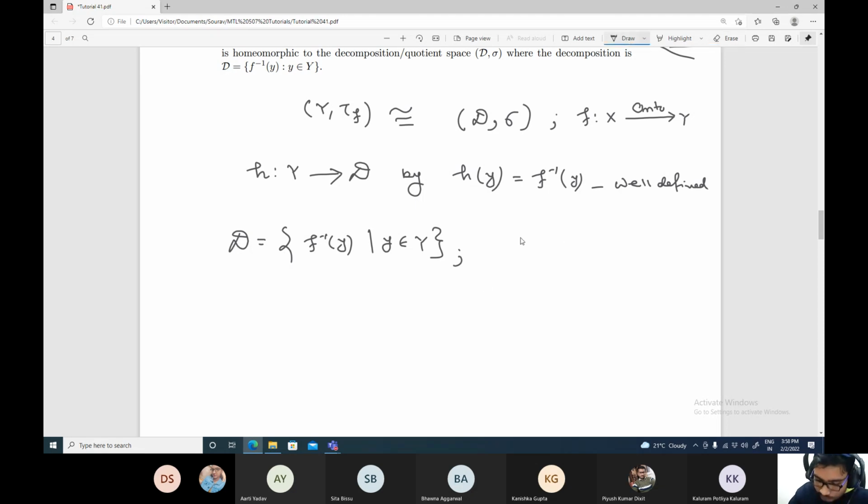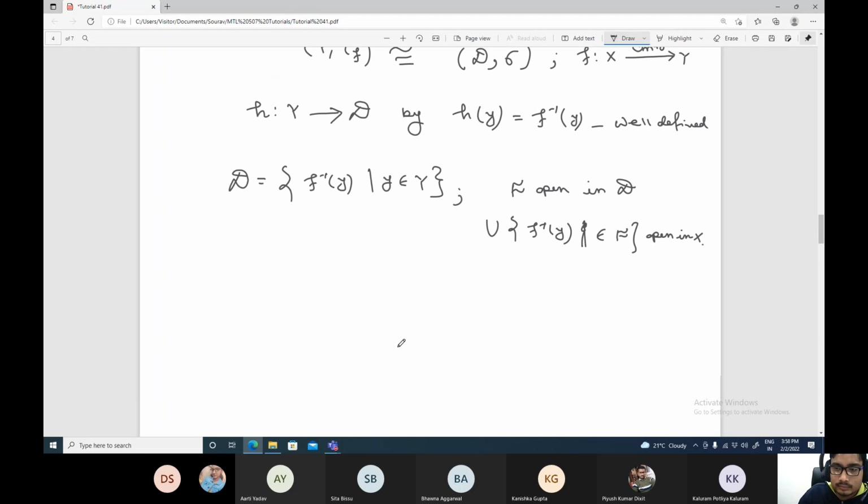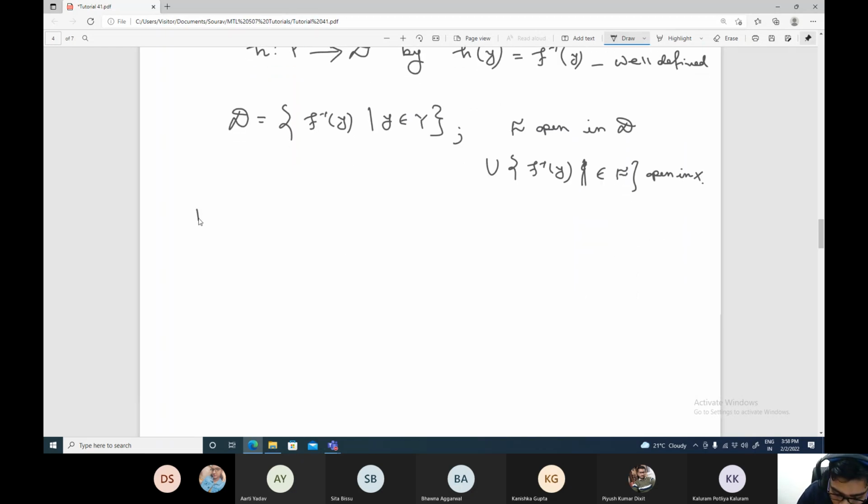And open sets will be of the form: if f is open in this, it means that the collection f inverse of y belongs to this f, union open in x, right? And on the other hand, tau f: if u belongs to tau f, it means this f inverse of u is open in x, right?